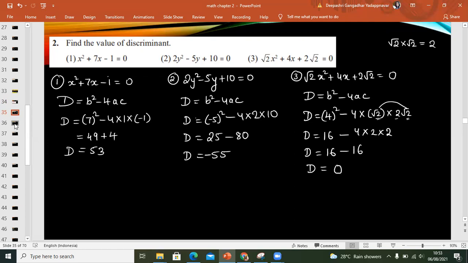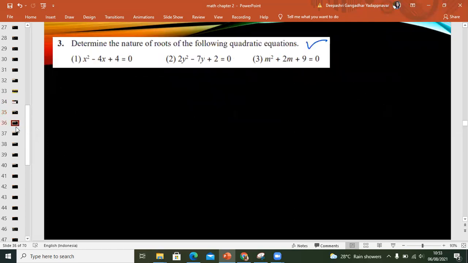Let's go to the next question of this exercise. Question number 3. Here the question is, determine the nature of roots of the following quadratic equations. So here you have to find the discriminant and also you have to mention the nature of the roots. So it's the same way we have to solve, just the difference is we have to write the nature of the roots. So let's begin.